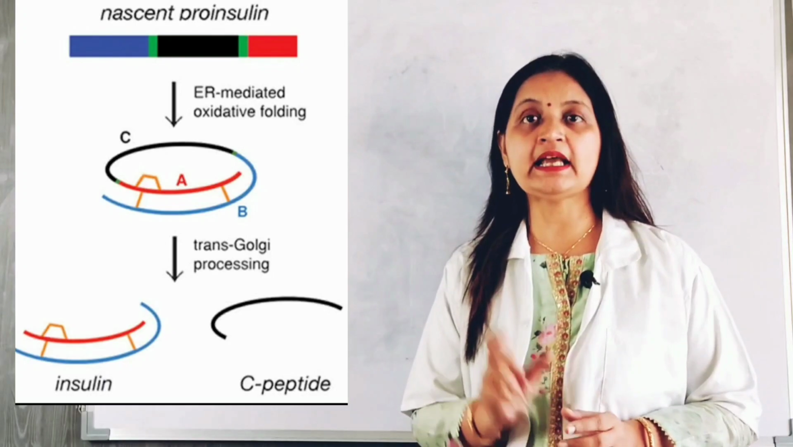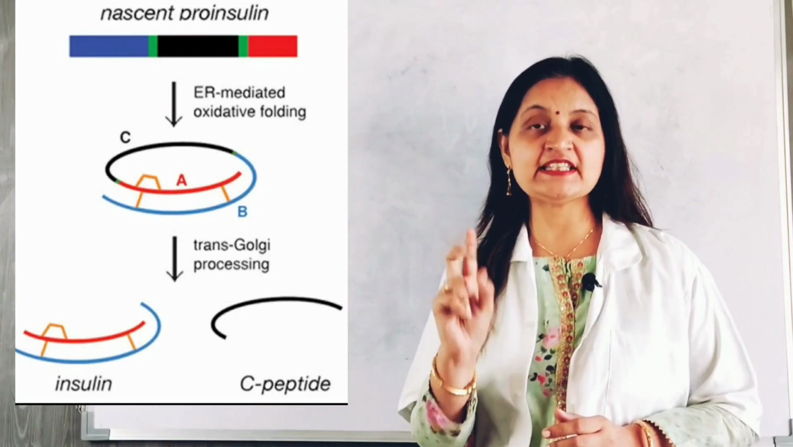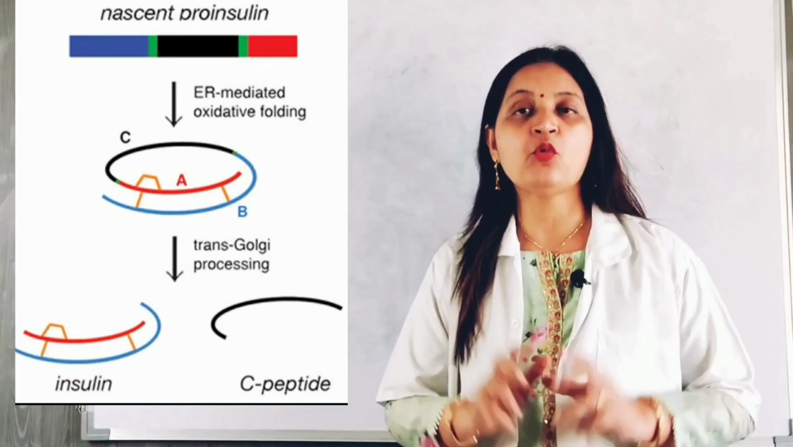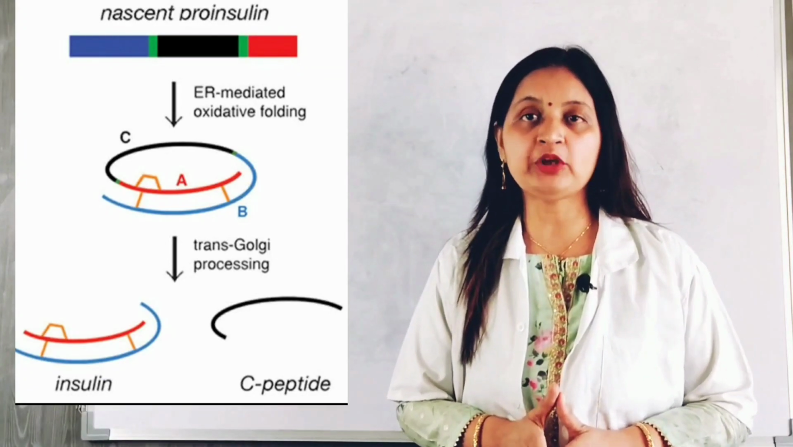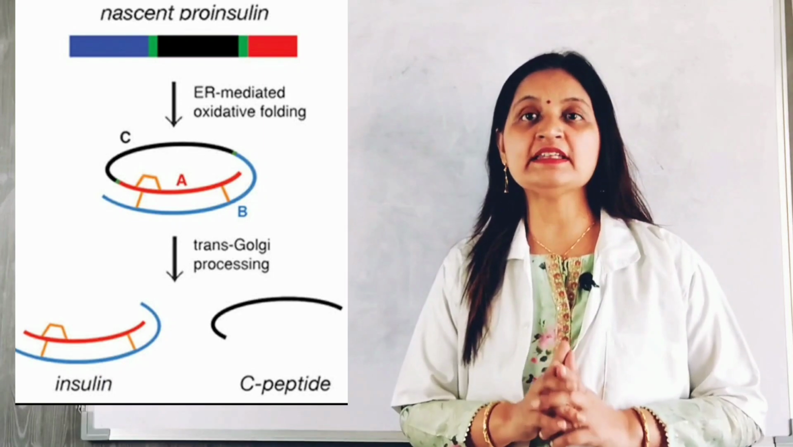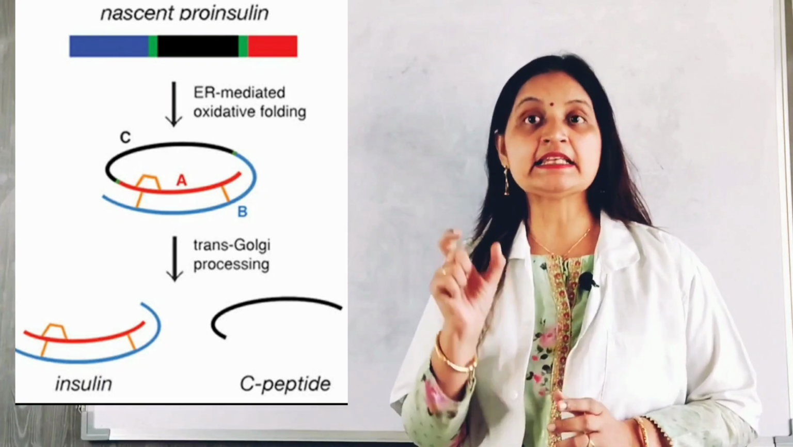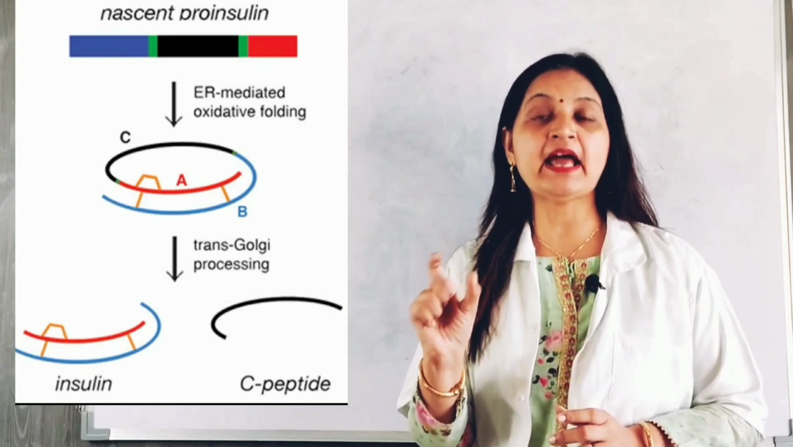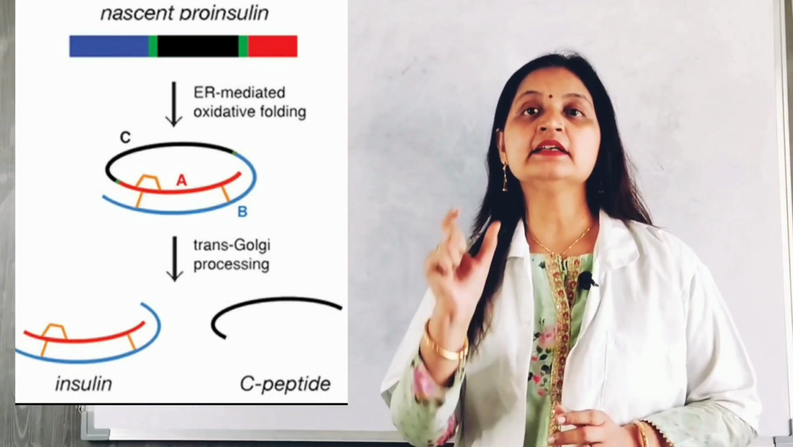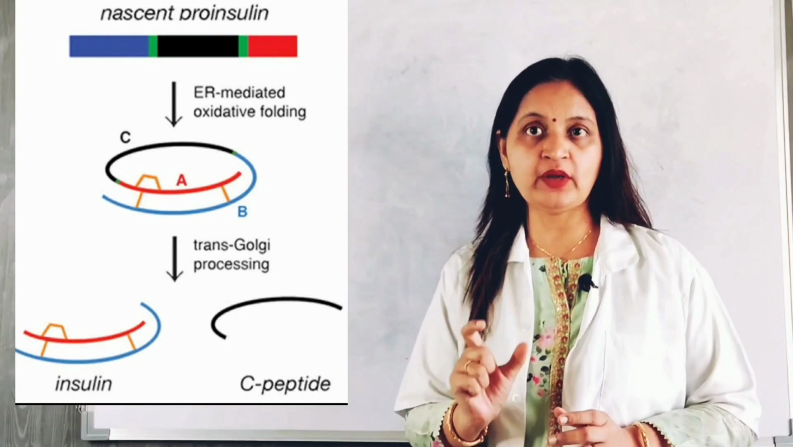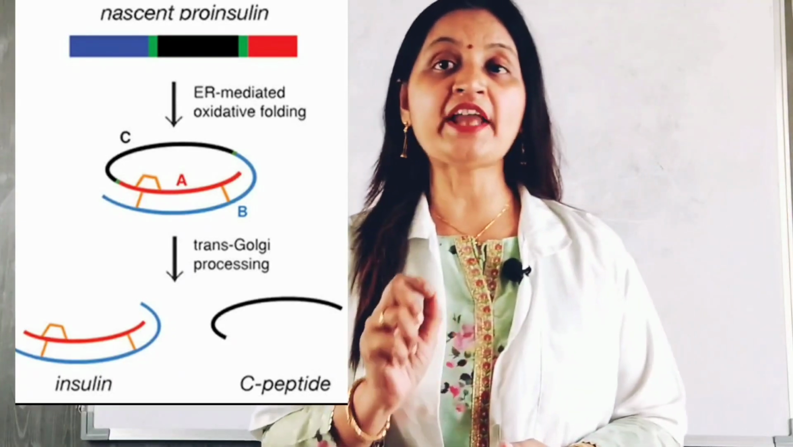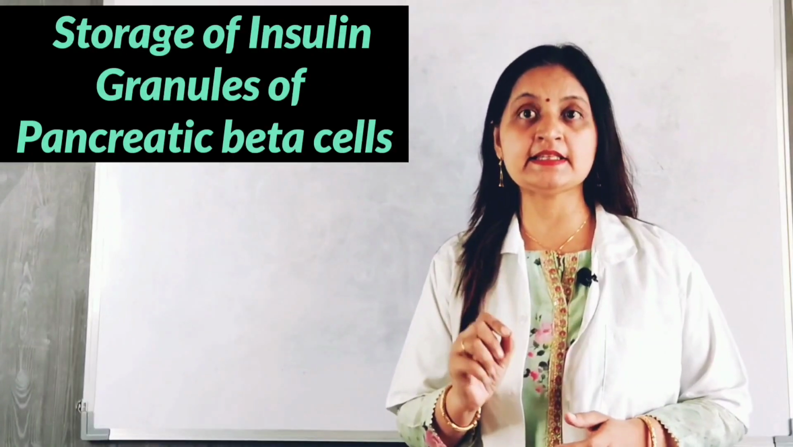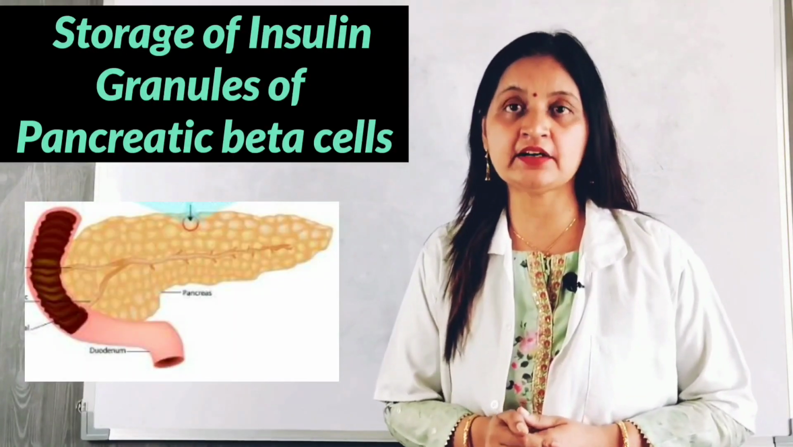The proinsulin consists of two polypeptide chains, that is A and B chains, with a connecting peptide, that is C peptide, consisting of amino acids. In the presence of enzymes such as proteases, the C peptide or the connecting peptide is removed and the proinsulin gets converted to insulin. So after insulin is synthesized, it is stored in the granules of the pancreatic beta cells and is released into the systemic circulation.